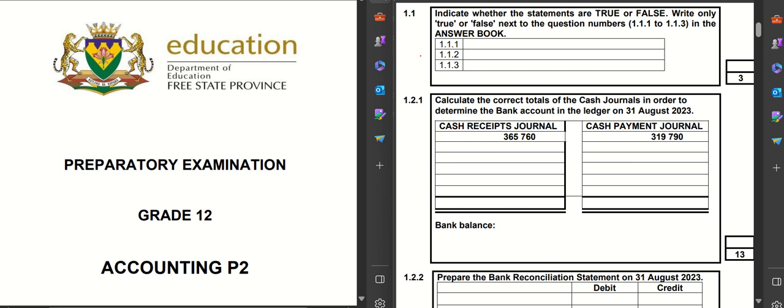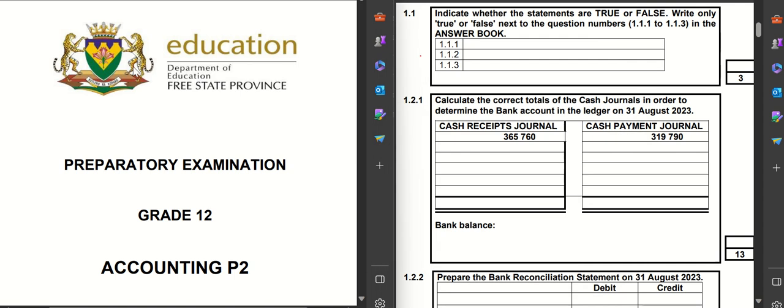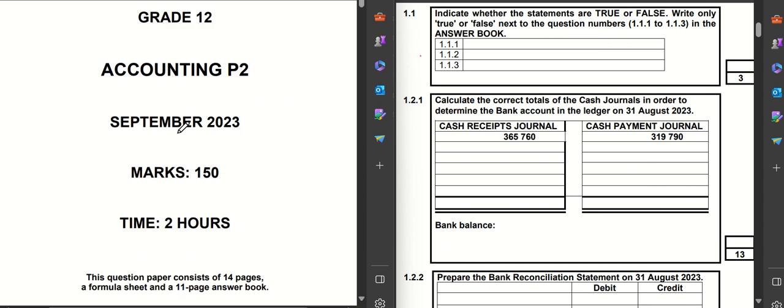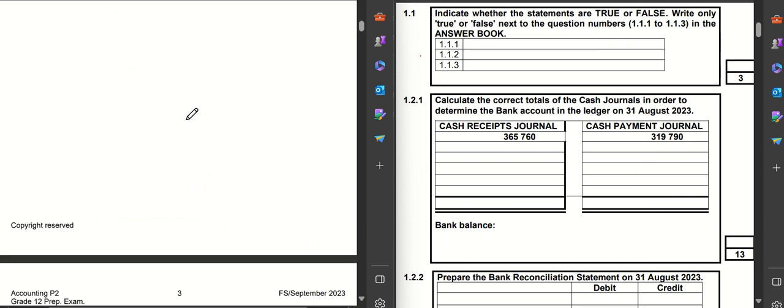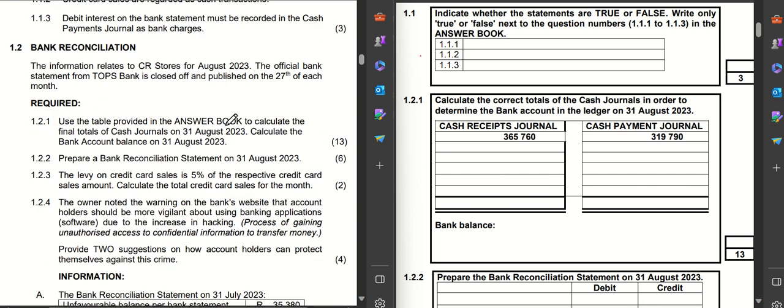We are now in the Free State Prelim paper and we are going to attempt their bank reconciliation question. In this one, they have the bank reconciliation and they also have their debtors age analysis. So we're going to try to attempt those questions as we're preparing for paper 2. Okay, question number 1, bank reconciliation. Indicate whether the following statements are true or false. That's for you to do. I'm just going to come to 1.2 and explain it using the same way that we did the first question earlier on. If you're ready, let's begin.